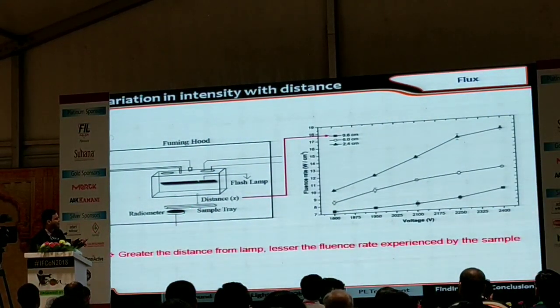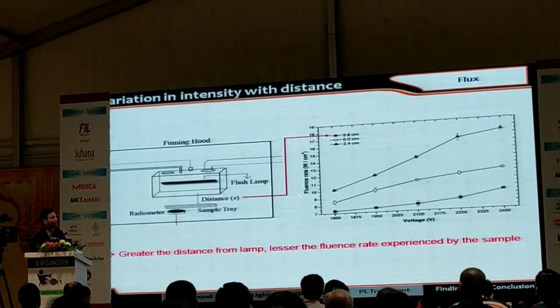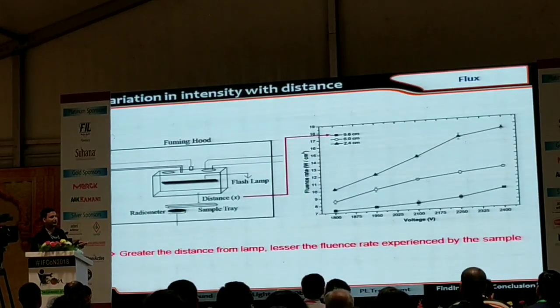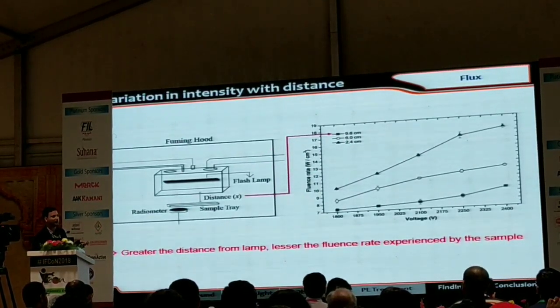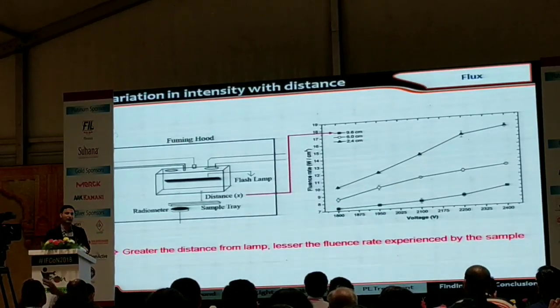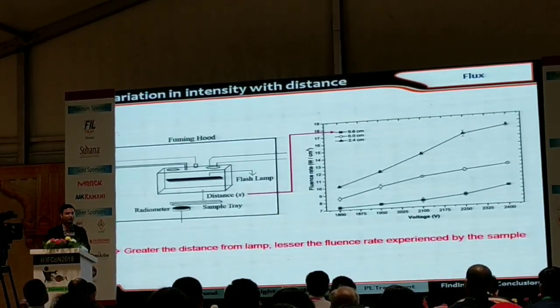And as we increase the distance from the line, the fluence, that is the energy density, is going to change. The less the distance, the more fluence is exposed to the pulse, and that is capable of inactivating microbes to the maximum extent.